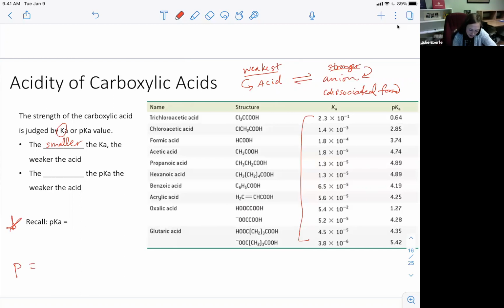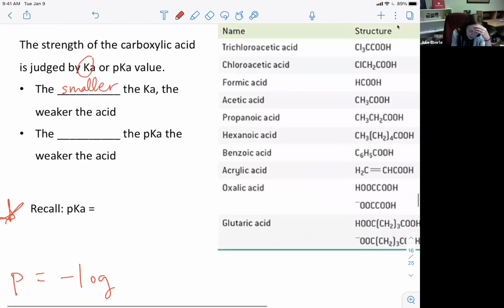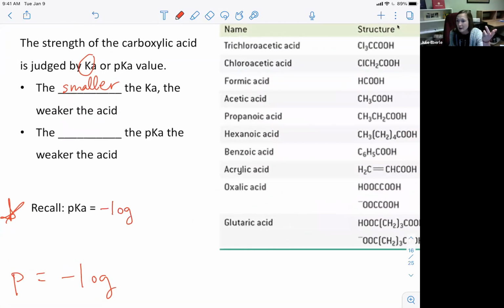P stands for the negative log of something. Don't remember that? So like pH is the negative log of the concentration of H. We did a lot of that when we calculated stuff with acids and bases and calculating pH. So pKa is the same thing. It's just the negative log. You guys have a calculator with a log function.